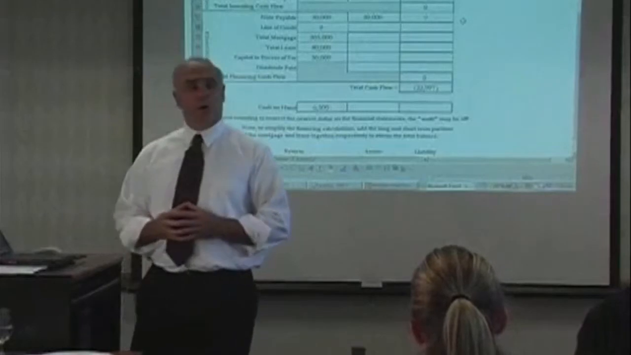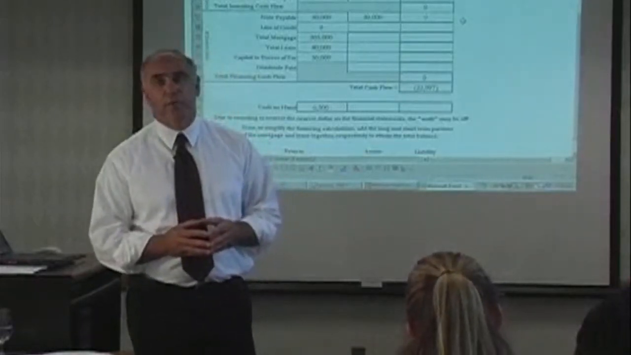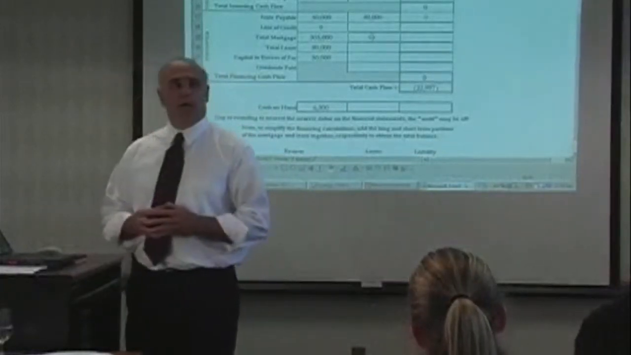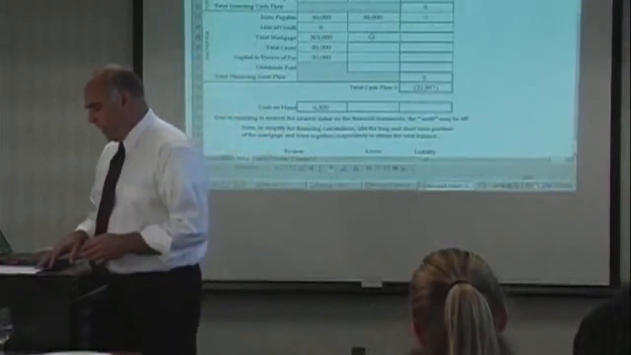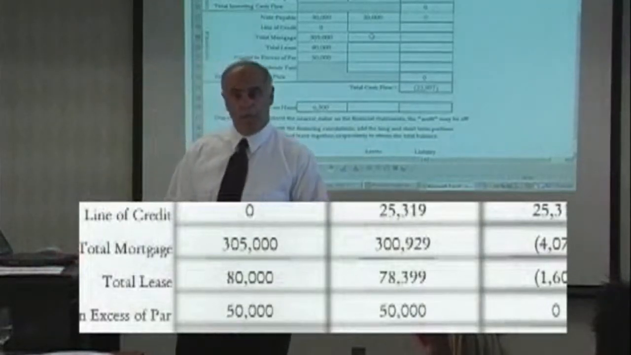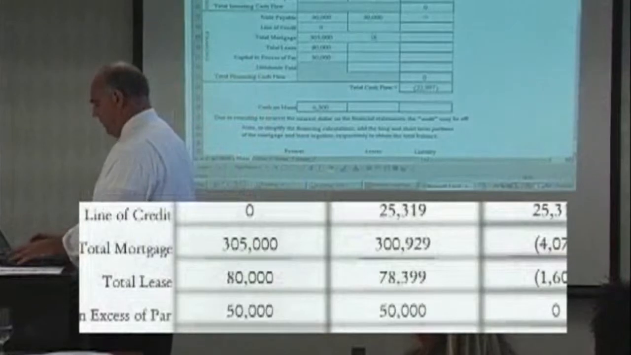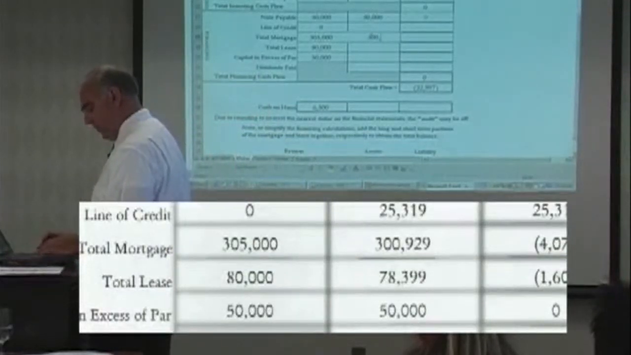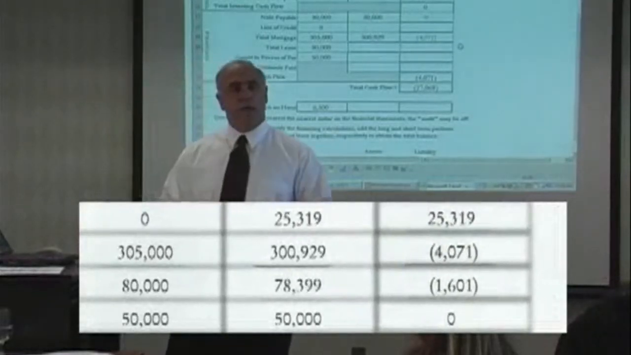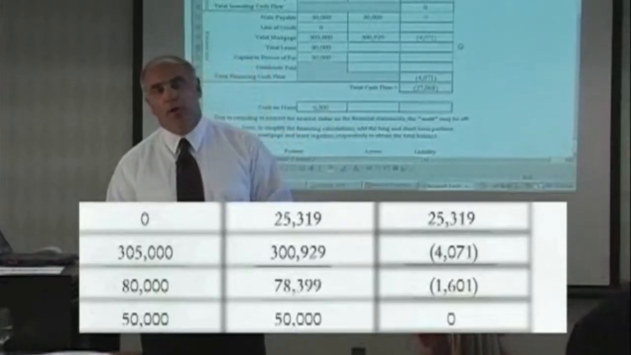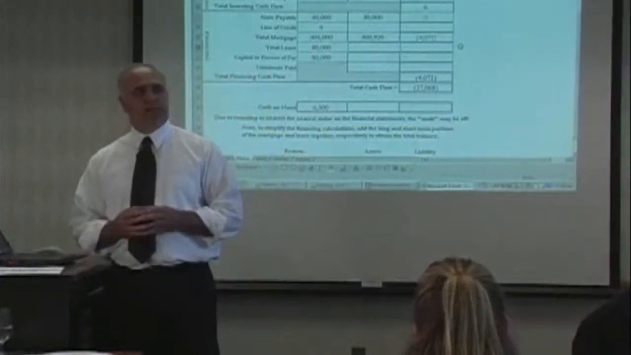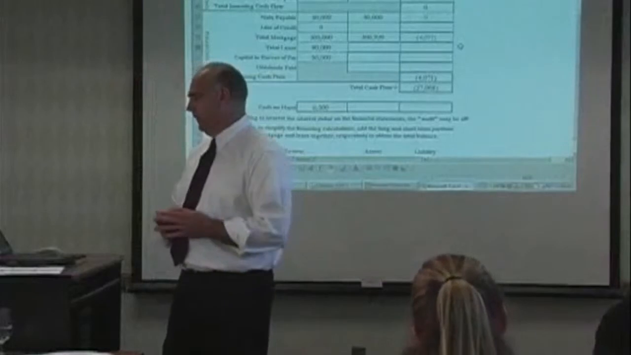I'm going to skip the line of credit for a minute and come back to that after we make our remaining financing entries. We know that the total mortgage at the beginning of the period was $305,000. By summing the current portion of the mortgage and the long-term portion of the mortgage at the end of the first period, we discover that the balance of the mortgage is $300,929. The principal has been reduced by $4,071. Again, the mortgage is a liability account. It declined in value over the quarter, which represents a cash outflow, $4,071.